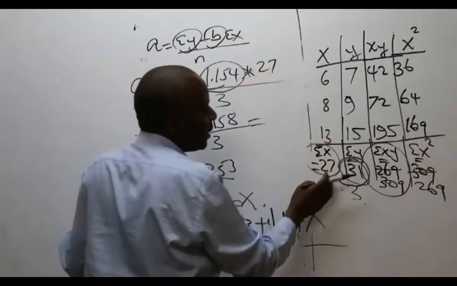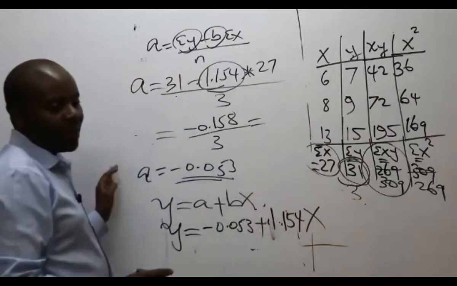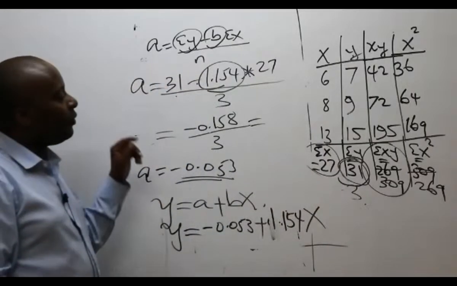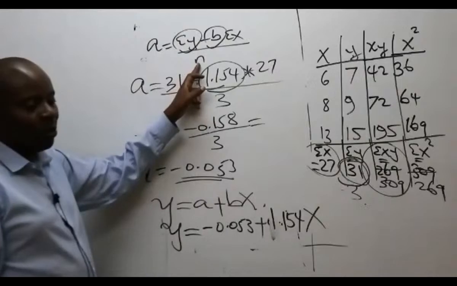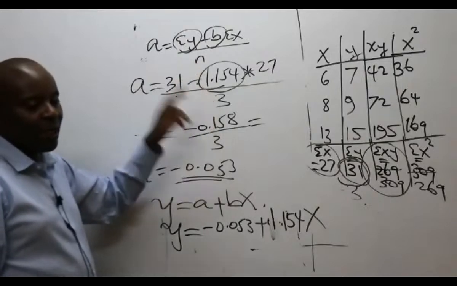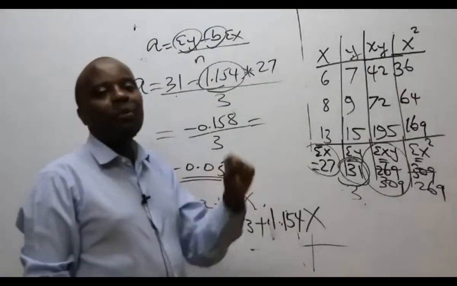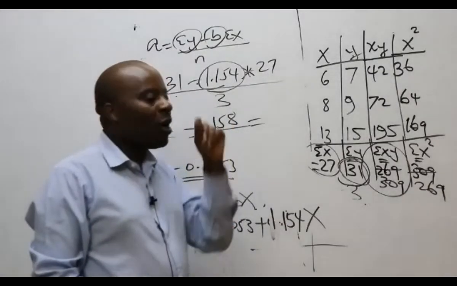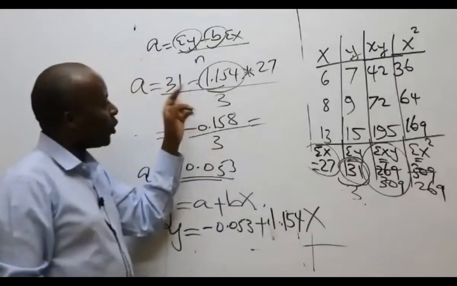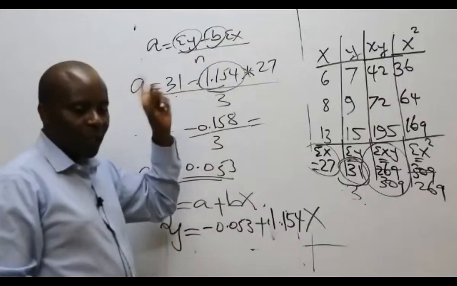Summations of x ni gani somebody? Ni 27. Summation of x ni 27. Divide this by number of points, and how many of them are they? 3. Fatima, umekosea, haujatafuta numerator kando. Lazima utafute numerator kando na calculator yako. Numerator useme 31 minus 1.154 times 27.